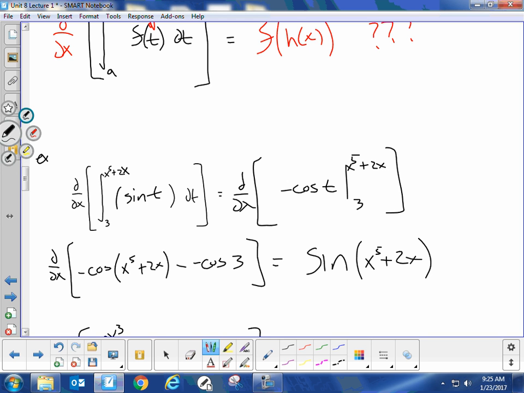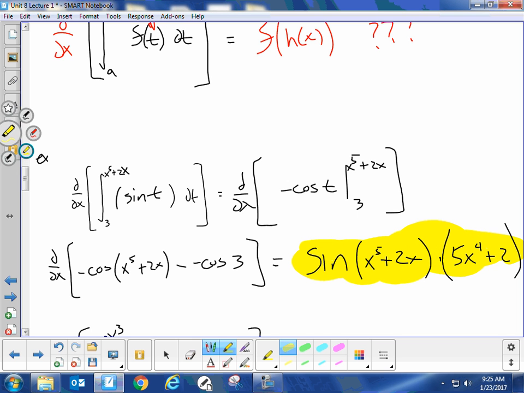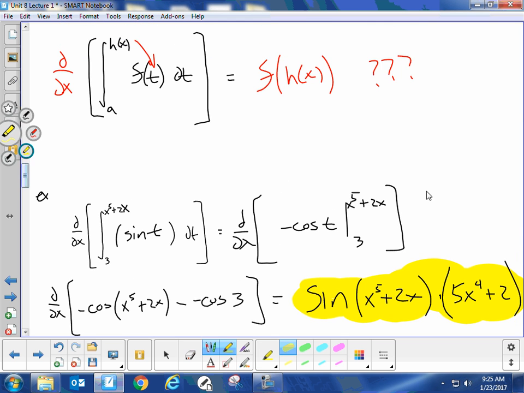Am I done? No. What do I have to do, Mr. Lenz? Chain rule, multiply by the derivative of that inside, which is 5x to the 4th plus 2. Okay, and again, it'd be plus 0. So I wanted to take the derivative of this, and I got this. Is this f of h of x? No. What is it, though? Excellent, you guys. We have to multiply by the derivative of that function.